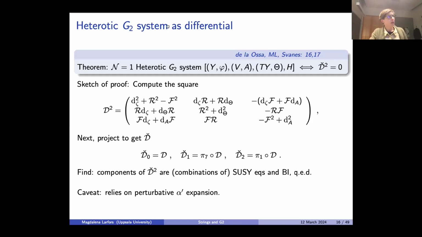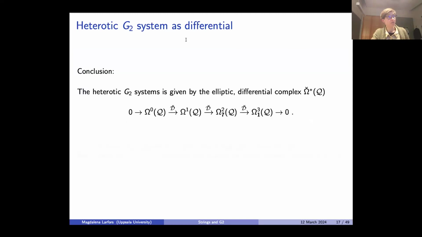Okay, so what I told you is that we can translate this heterotic G2 system to a constraint on this differential. And the idea then is to use this differential to construct an elliptic complex and identify our infinitesimal moduli of the system with the cohomology that this complex defines.